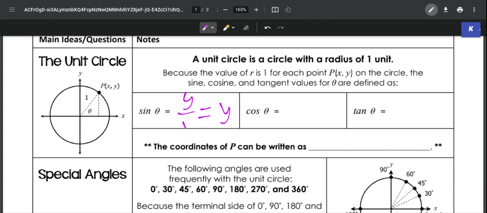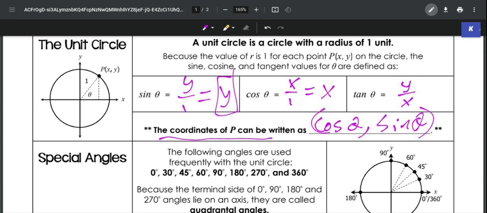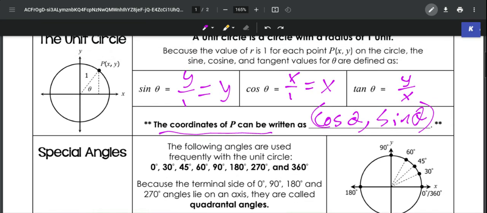Then for cosine of theta, it is x over 1, which is equal to x. And then tangent of theta is equal to y over x. So what we'll get for sine and cosine of an angle will actually give us that point, because if you notice here, it says the coordinates for P can also be written as cosine of theta, because cosine of theta will be the x coordinate, and sine of theta will be the y coordinate. That's because sine of theta is equal to y. So it's just x and y for an ordered pair.